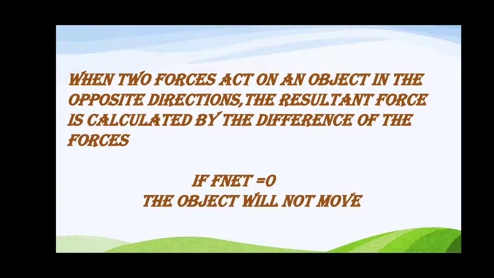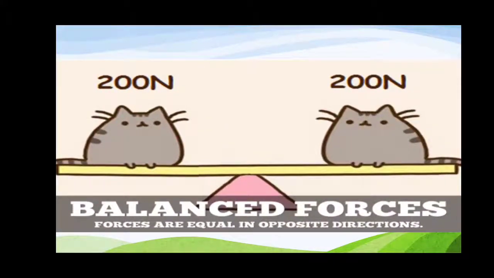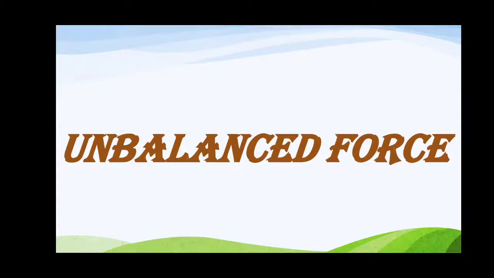So when two forces act on an object in opposite directions, the resultant force is calculated by the difference of the forces. So we come to a conclusion that when two forces are acting in opposite directions, the resultant force is calculated by the difference of the forces, and if the net resultant force is equal to 0, then the object will not move. Here is an example of a balanced force in which these forces are equal in magnitude but opposite in direction. That is why the seesaw is not moving at all. It is at rest.